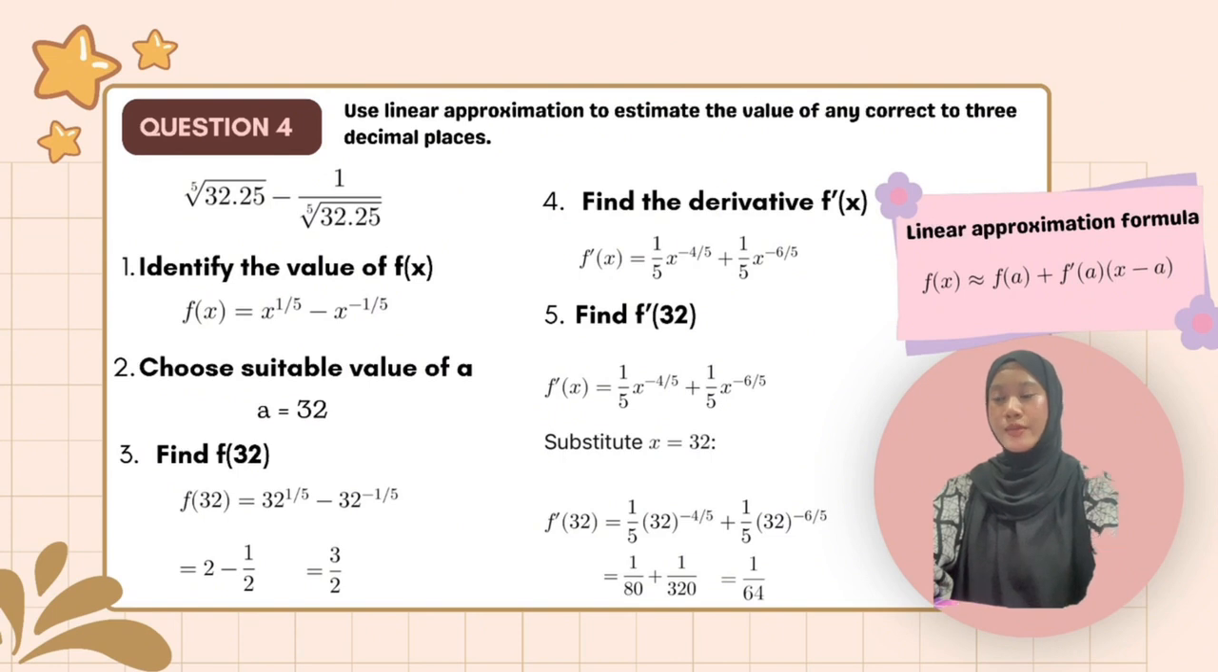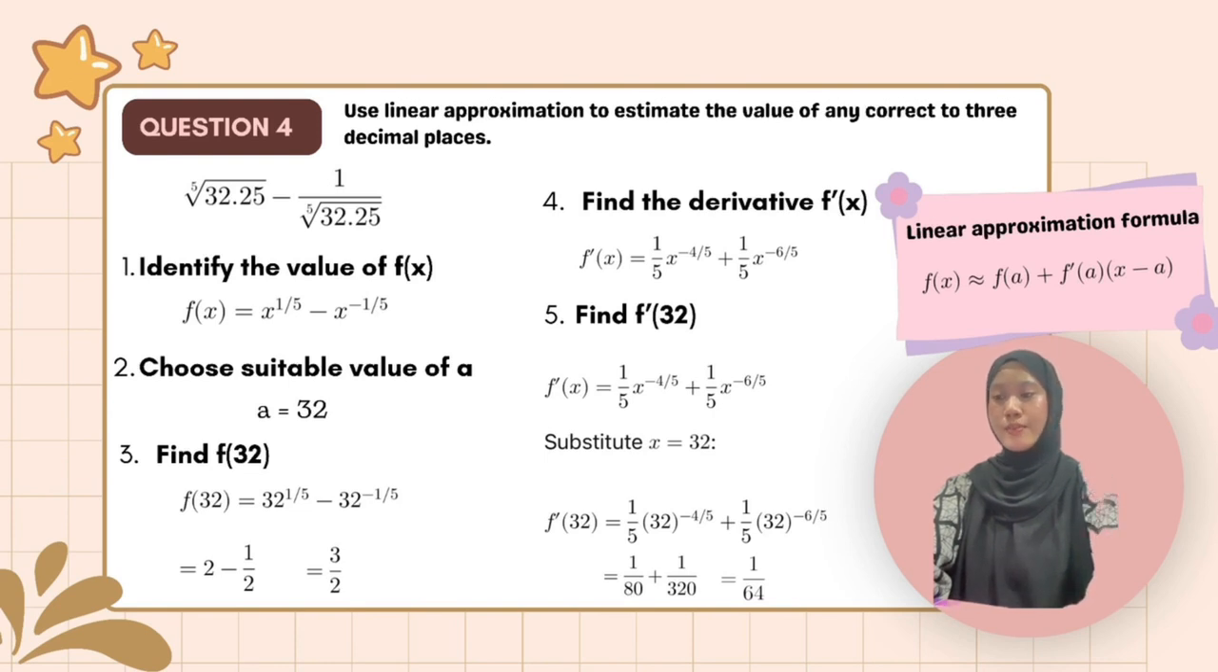Third step, we have to find f(32). That means we have to substitute x equals 32. f(32) equals 32^(1/5) minus 32^(−1/5), equals 2 minus 1 over 2, equals 3 over 2. Step 4, we have to find the derivative f prime(x). f prime(x) equals 1 over 5 x^(−4/5) plus 1 over 5 x^(−6/5).